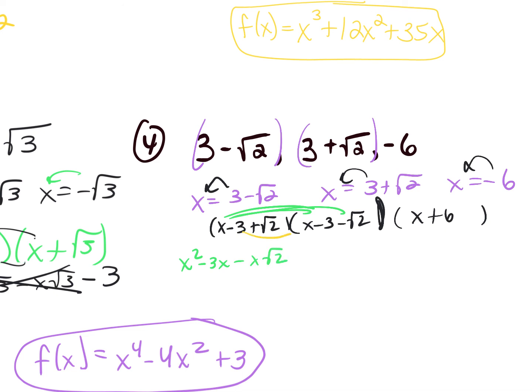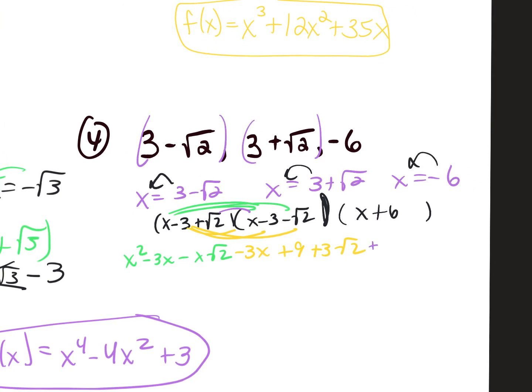So now I have negative 3 times x is negative 3x. Negative 3 and a negative 3 is plus 9. And negative 3 and a negative root 2 is positive 3 root 2. And then lastly, we're going to take our root 2. So root 2 times x is x root 2. Root 2 and negative 3 is minus 3 root 2. And then negative root 2 and a positive root 2 is minus the square root of 4, which is 2.